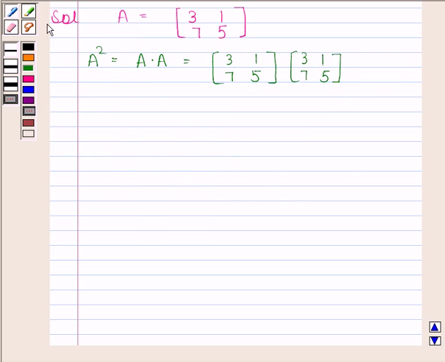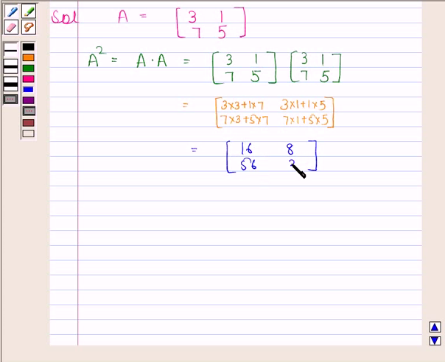Now this is equal to 2 by 2 matrix in which elements are 3 into 3 plus 1 into 7, 3 into 1 plus 1 into 5, 7 into 3 plus 5 into 7, 7 into 1 plus 5 into 5. And this is equal to 2 by 2 matrix in which elements are 16, 8, 56, and 32.